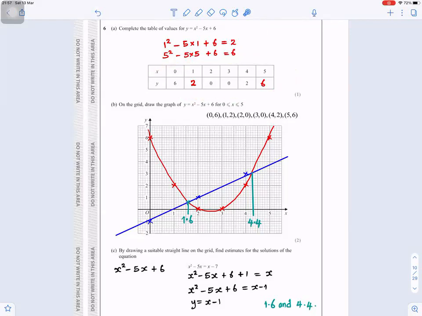Or you can use your calculator, enter this function. You start at 0, end at 5, steps of 1, you will get this table. You can use the calculator.